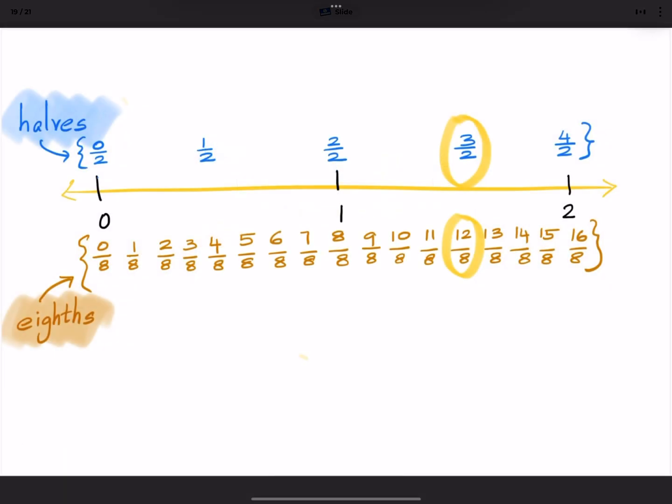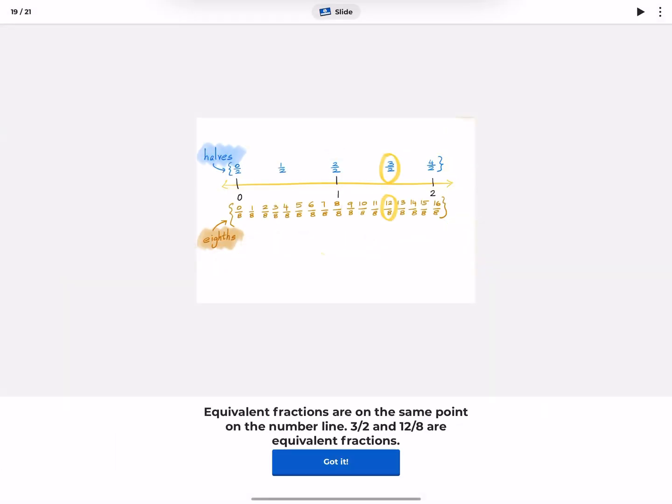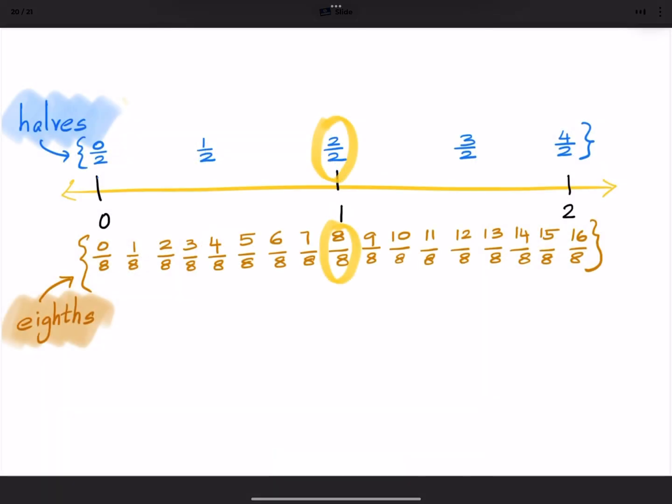Equivalent fractions are on the same point on the number line. 3/2 and 12/8 are equivalent fractions. Are 2/2 and 8/8 equivalent fractions? Yes, 2/2 and 8/8 are equivalent fractions, because they are on the same point.